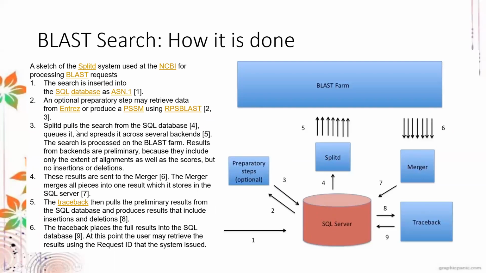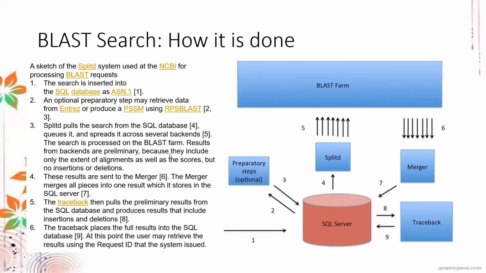So splitd pulls the search from the SQL database. It queues it, and spreads it across the several backends. These are additional programming steps you have to use. But generally, it ends up with what you call a BLAST form for processing. So the results, these are preliminary results, but you have your BLAST form.